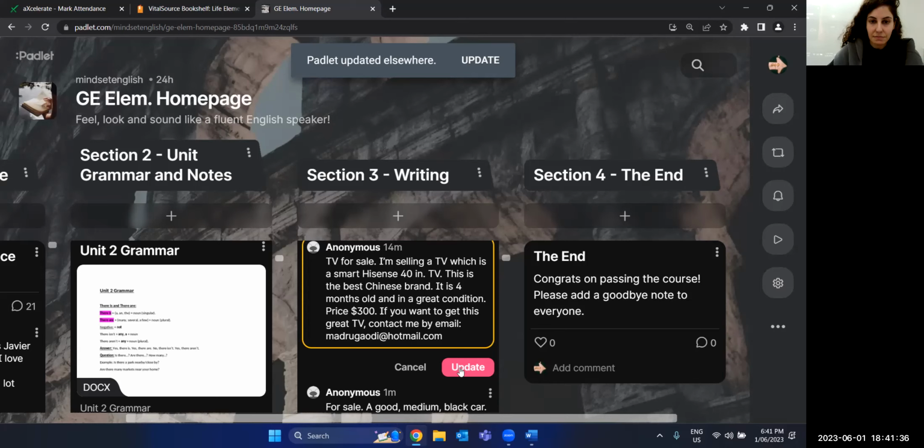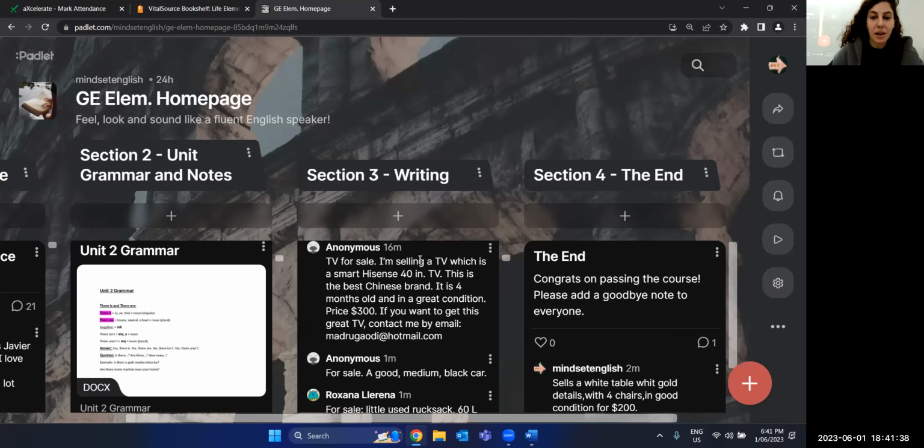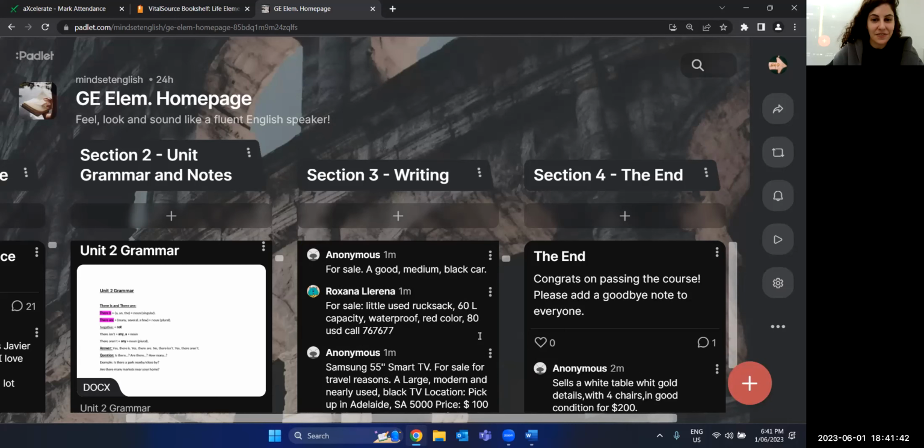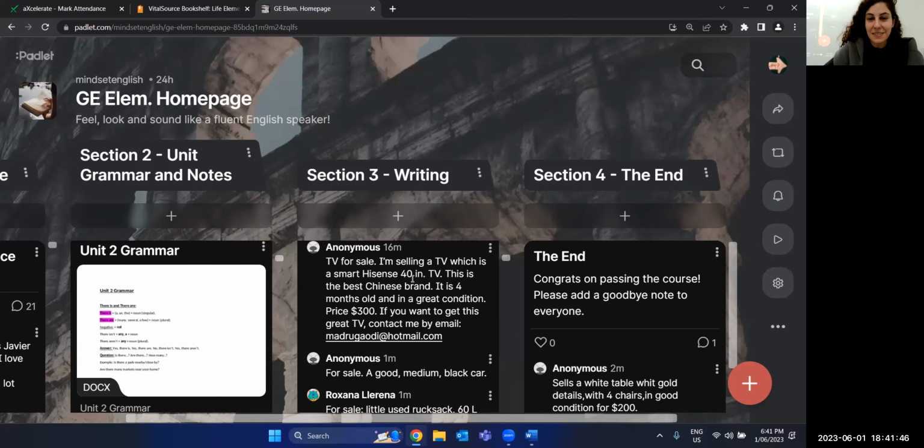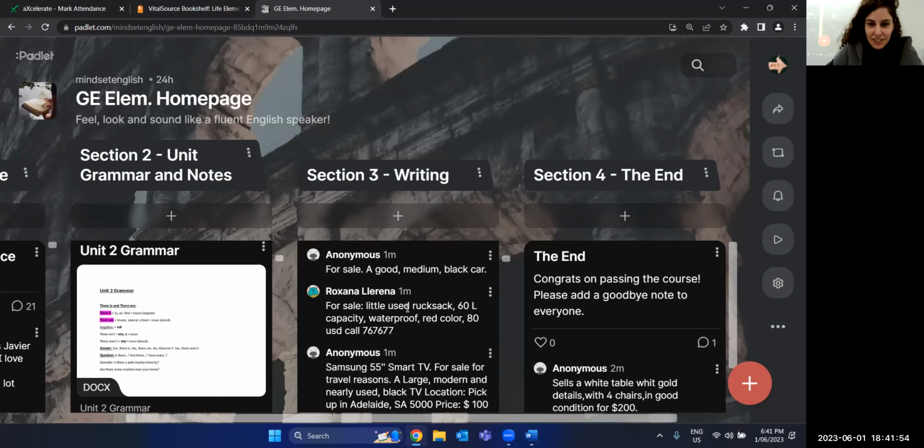Good. So good ad, TV for sale. I'm selling a TV. 300, very expensive. And only 4 months. It's still very new and in great condition. Yeah, come on. Exactly.